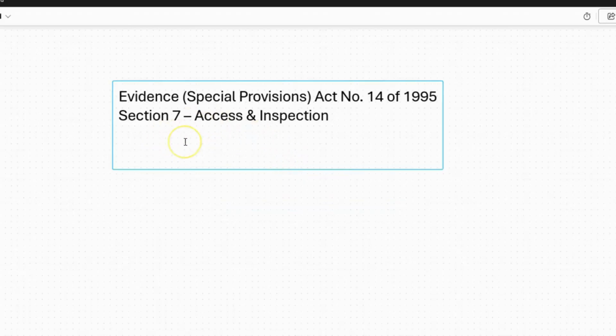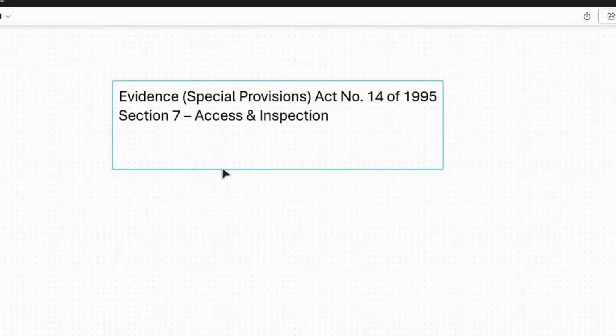The next one, section 7, access and inspection. If one party wants to use computer evidence in court, they must allow the other party to examine that evidence before the trial or within a reasonable time. This helps make the trial fair, so the other party can check whether the evidence is genuine and accurate.